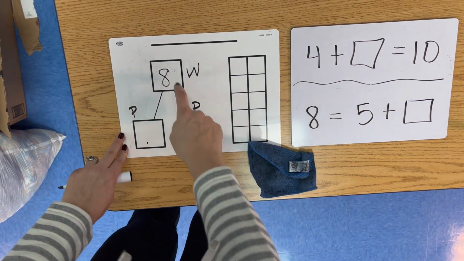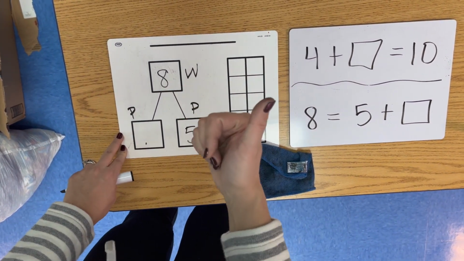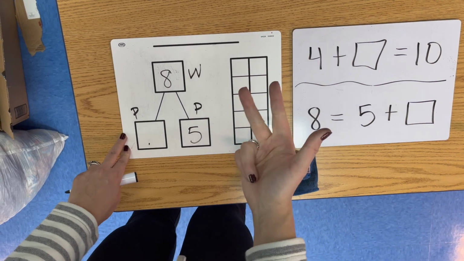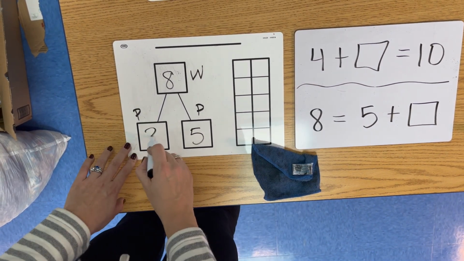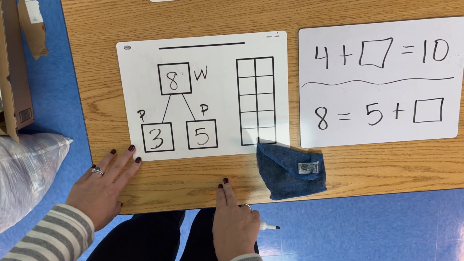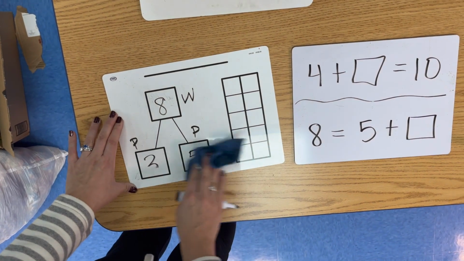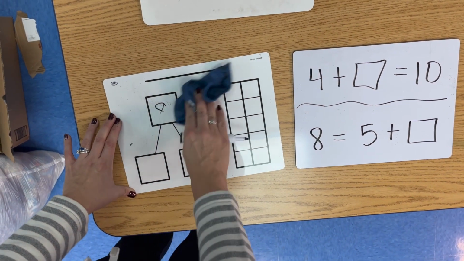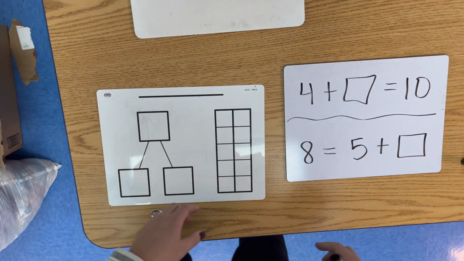Or I can start at 8 and count back. So 8, and then I would count back. 7, 6, 5, 4, 3. So either way, my answer is going to be 3. Now, in terms of story problems where there are missing addends, the children spend a lot of time learning those.